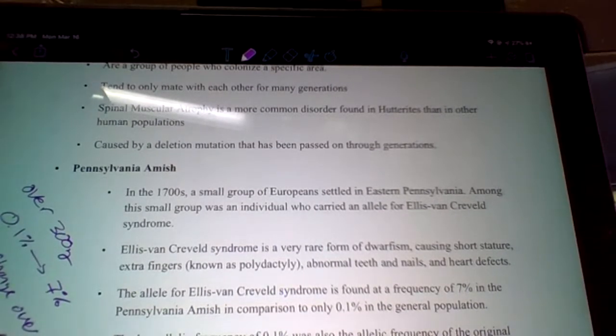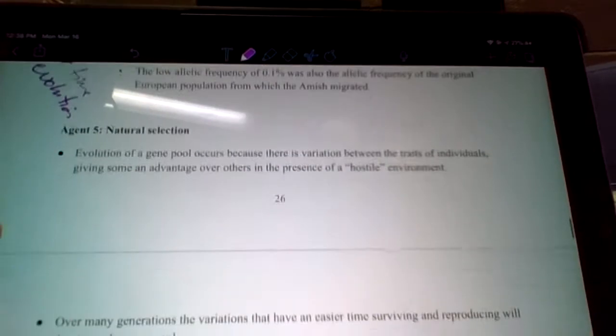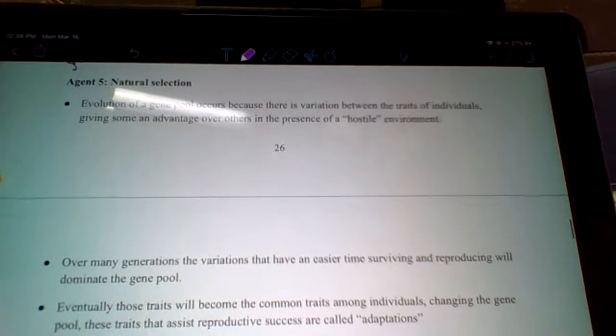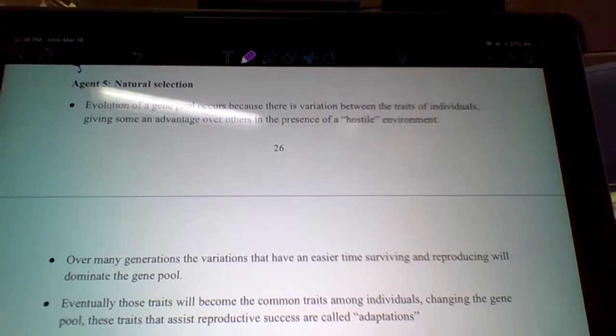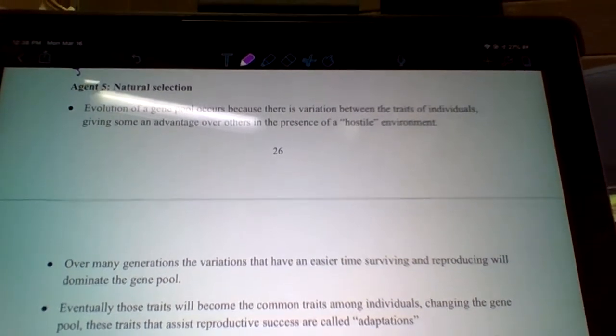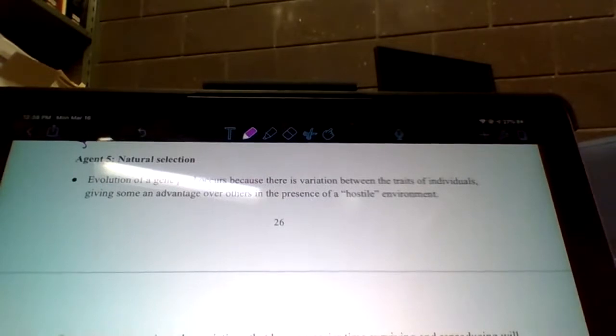All right. And the final one, this is the one that we'll spend the most time on, is natural selection. So natural selection is the change in a gene pool over time because of some sort of stress on the environment, or some sort of stress on the population. That's what I think is the best way of thinking about it. It is a change with a particular direction.